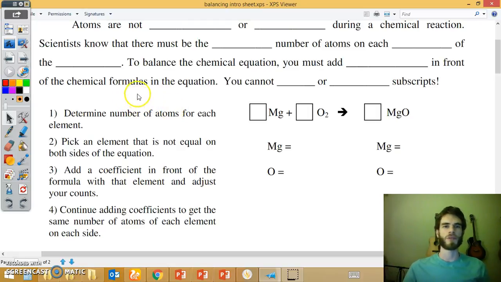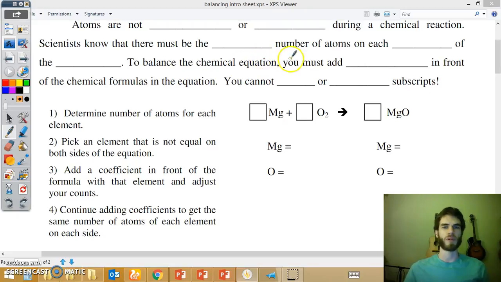In this video, I'm going to show you how to balance equations. So let's look at this worksheet that we did in class. It says atoms are not blank or blank, that is, gained or lost during a chemical reaction. Scientists note that there must be the same number of atoms on each side of the equation.